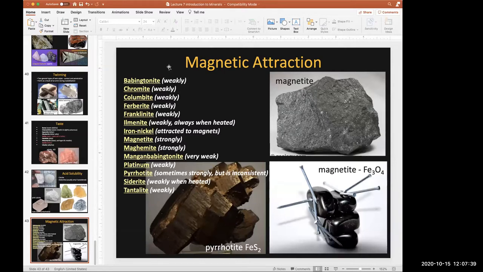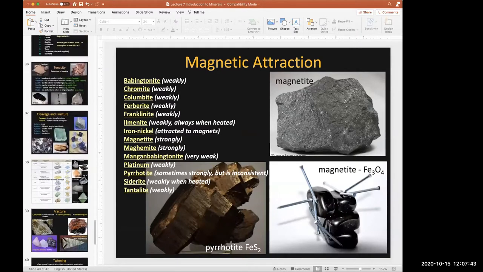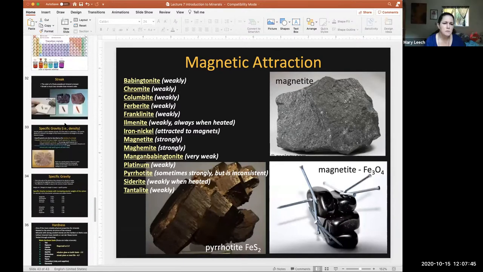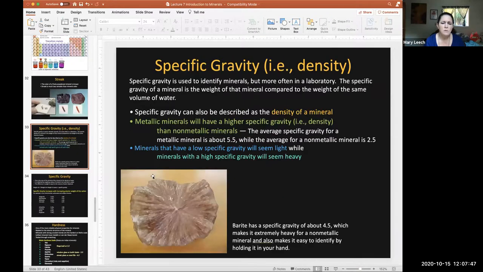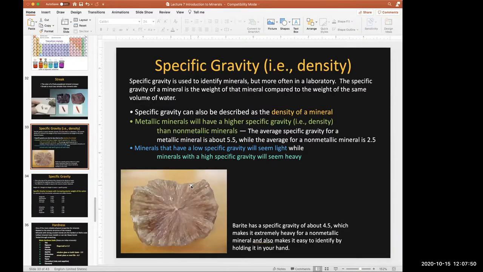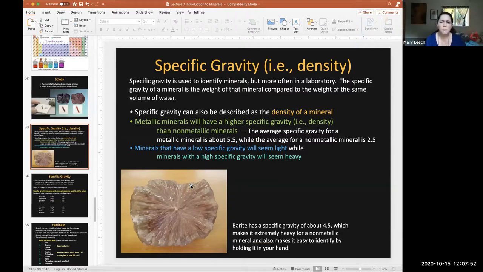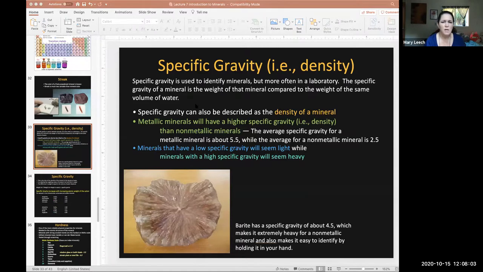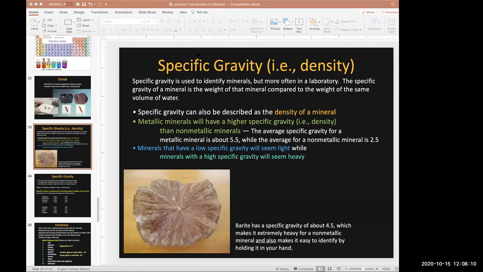Could you actually go back to the first specific gravity slide, please? Yes. This one? Yeah, yes, thank you. Are you just taking notes? Okay, I'm going to get the web page ready to roll here. Yeah, that's fine. Okay, cool.